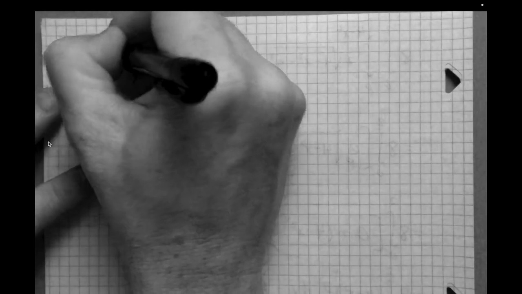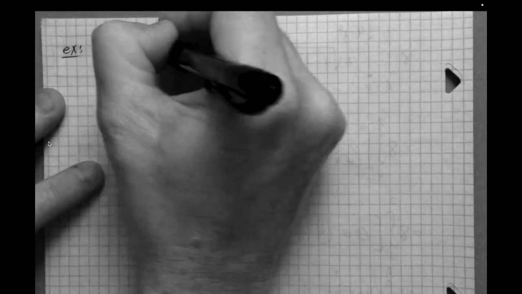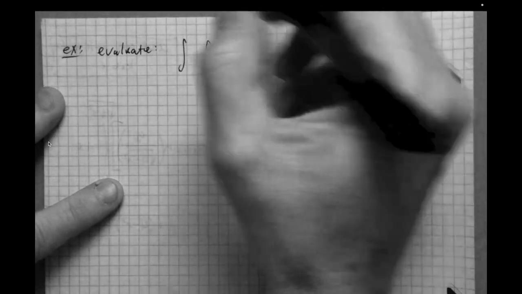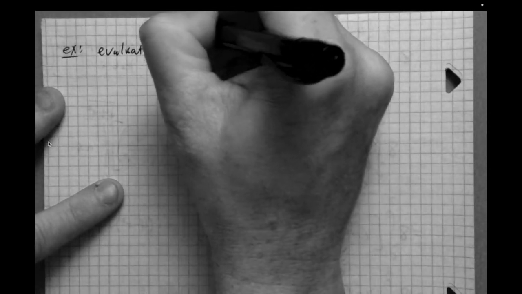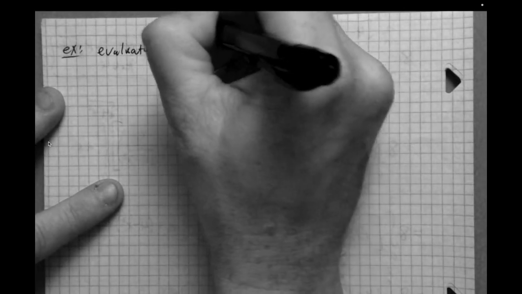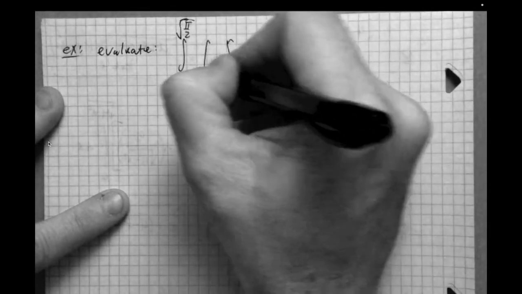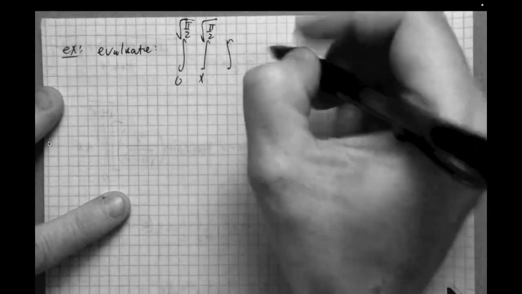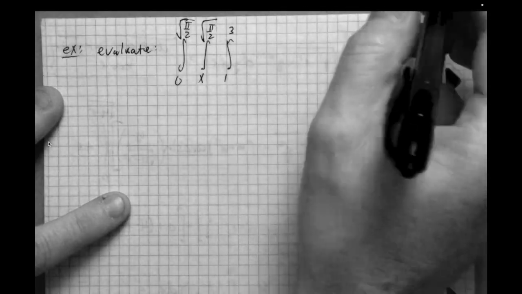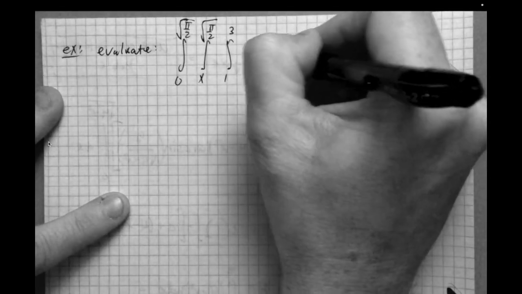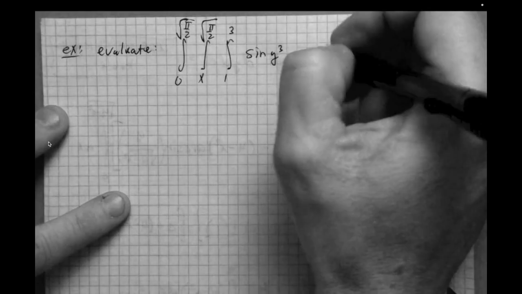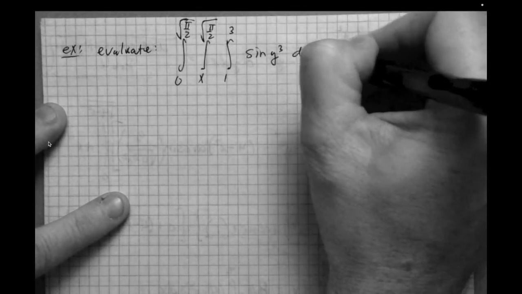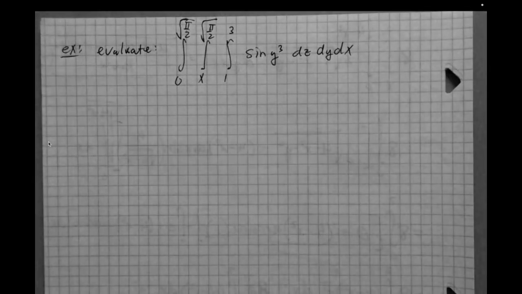So we want to evaluate a triple integral that looks like this. You've got 0 up to the square root of pi over 2, then x up to the square root of pi over 2, and 1 up to 3. And this will be sine of y cubed. The order that these bounds correspond to is dz, dy, dx, sort of the natural order.